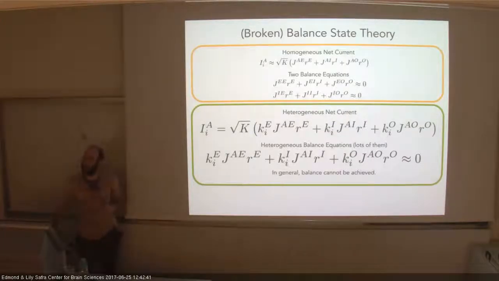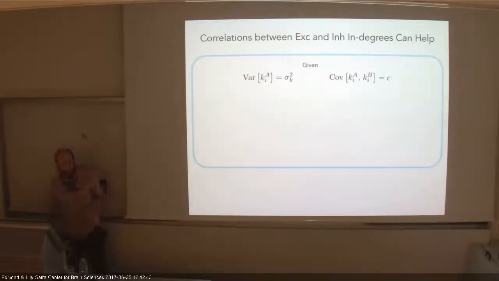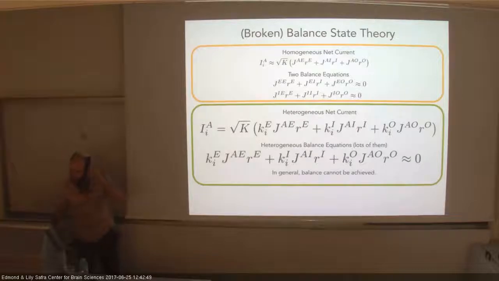And now we wanted to also quantify that. Is this point clear? That one is crucial. Previously we had two equations with two unknowns. Now we have n equations with two unknowns, and in general, they cannot be satisfied. Okay. So we wanted to quantify this issue of the correlations.